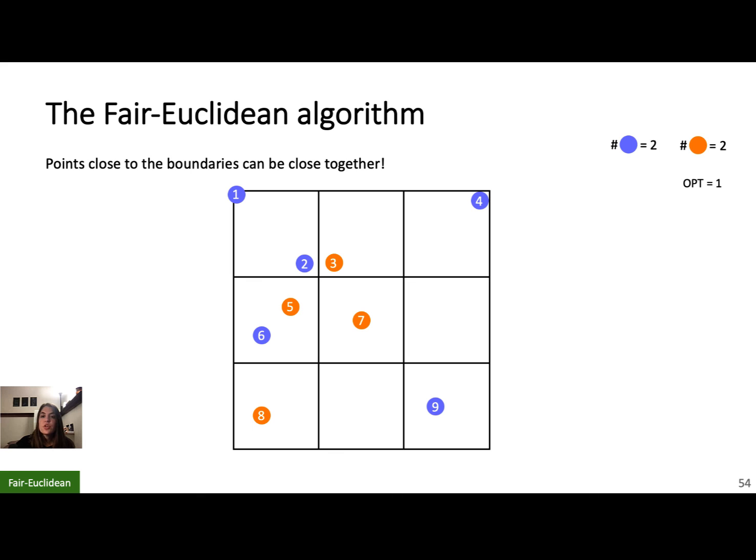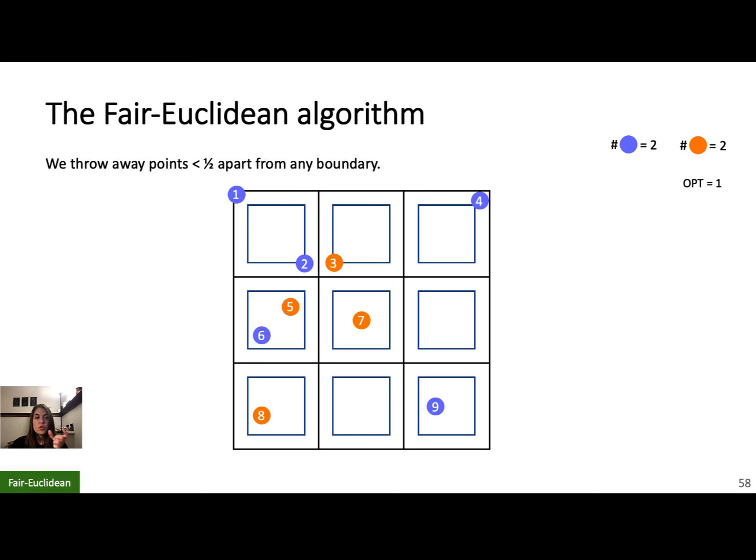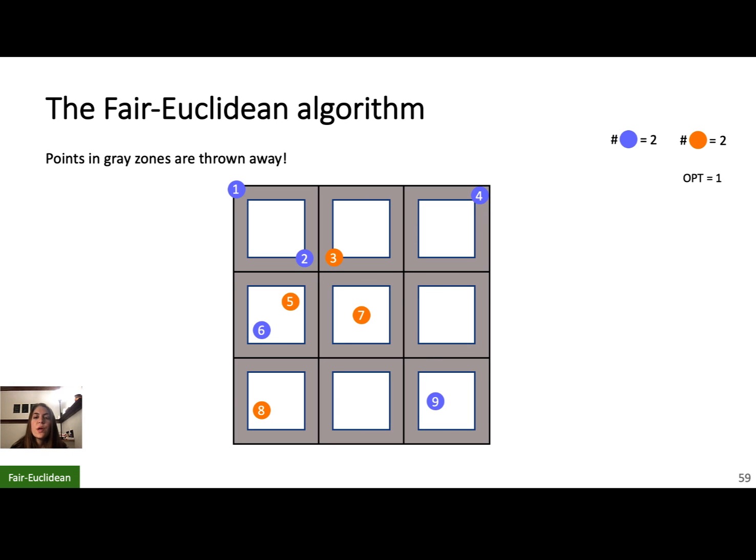Observe now that points close to the boundaries, like points 2 and 3 here, can be really close together. So what we would like to do now is to remove such bad pairs of points. To do so, the idea is to throw away any point that is less than half distance from some boundary in this grid. So we create some smaller cubes as we saw here, and this is how the final partitioning looks like. We now throw away the points in the gray area. So we throw away point 1, point 2, point 3, and point 4 here, and we end up with a set of points like this.